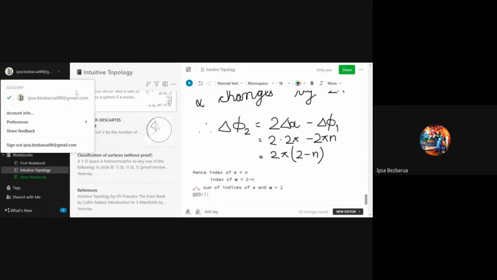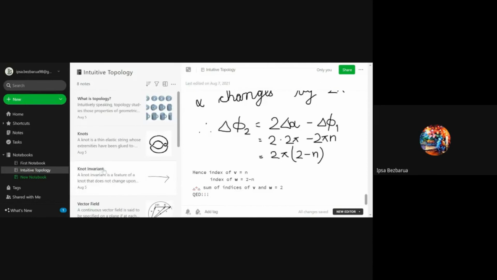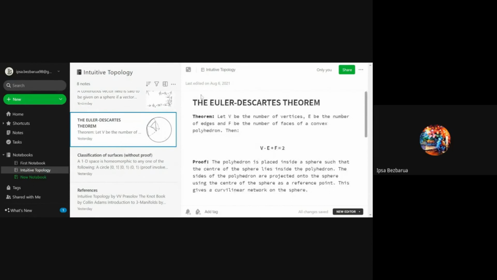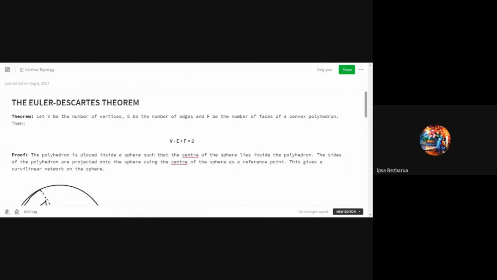So you might ask, why are we doing all of this? That's because we're building up the background for proving the Euler-Descartes theorem. The Euler-Descartes theorem is something we've all done in school. It says if V is the number of vertices, E is the number of edges, and F is the number of faces of a complex polyhedron, then V minus E plus F is equal to 2.